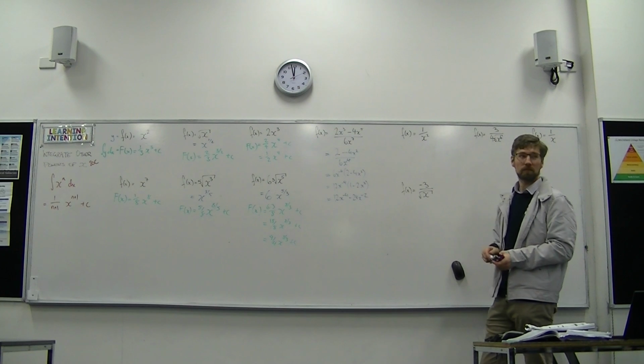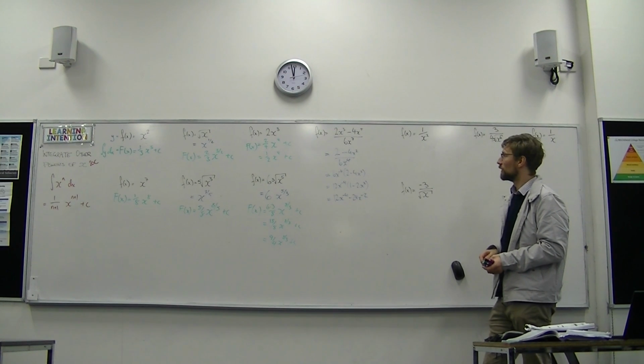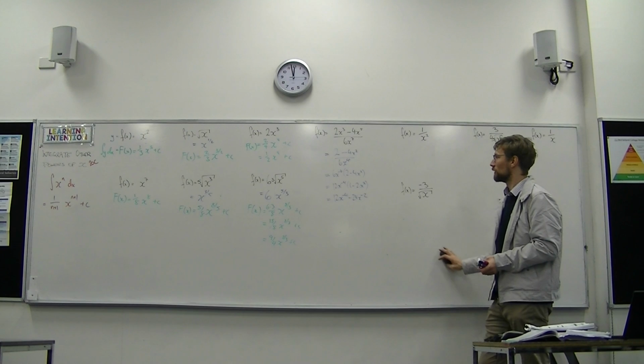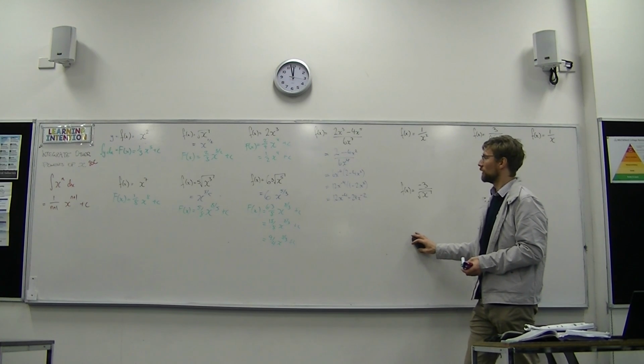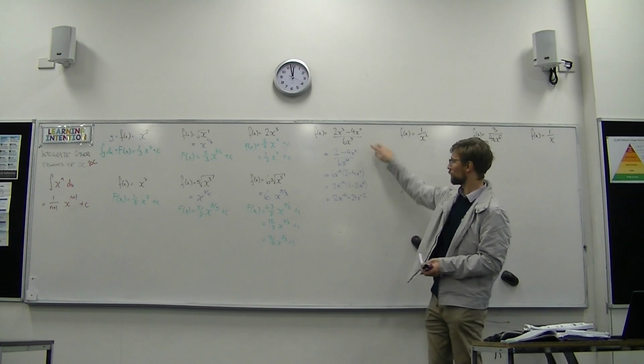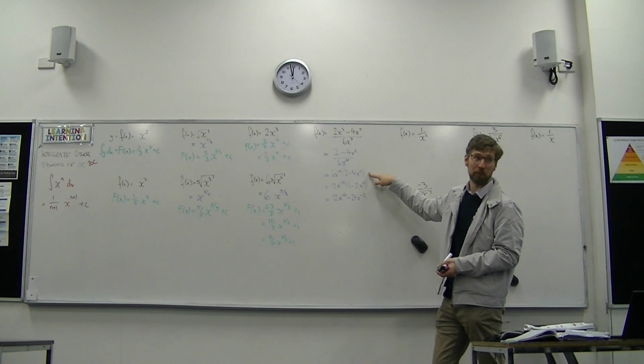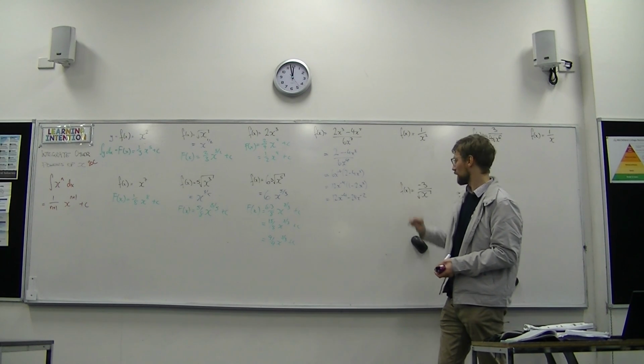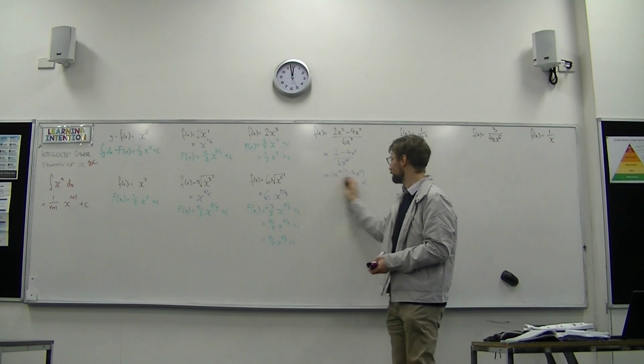Cool. Why can't you just go 2x to the power of 3 minus 4x to the power of 5 times 6x to the power of negative 2? Right, so that would have jumped us from there to there straight away, so that would have been a better move. Right? How about this move instead?